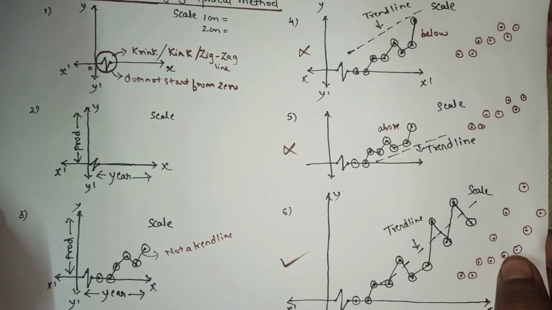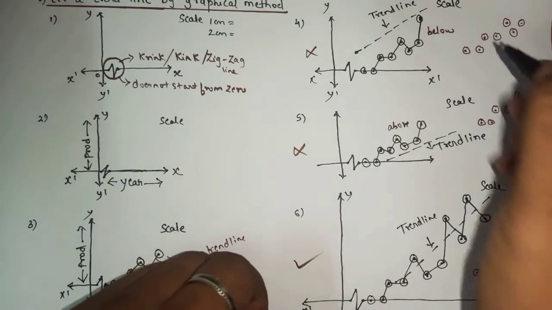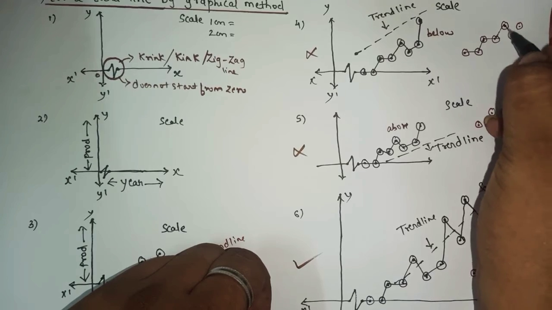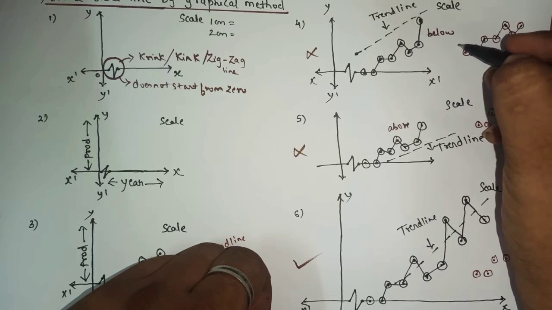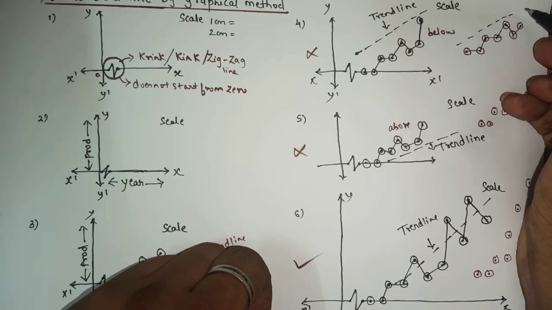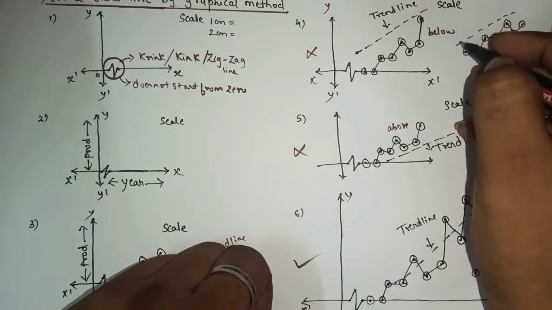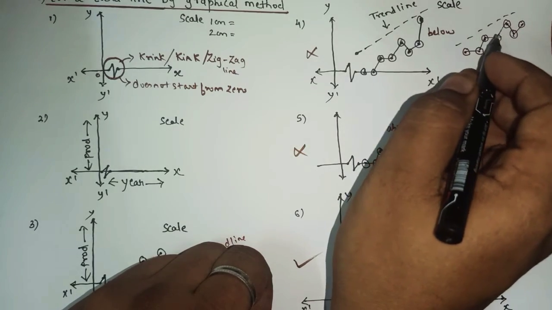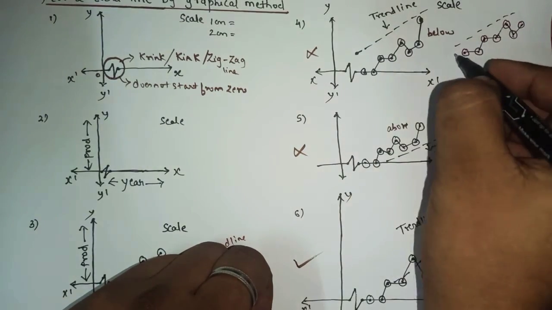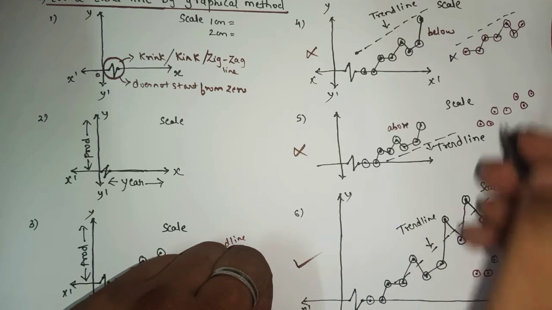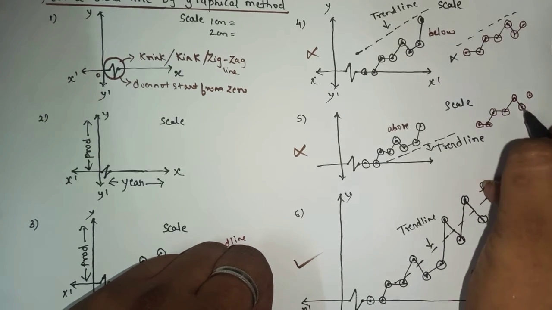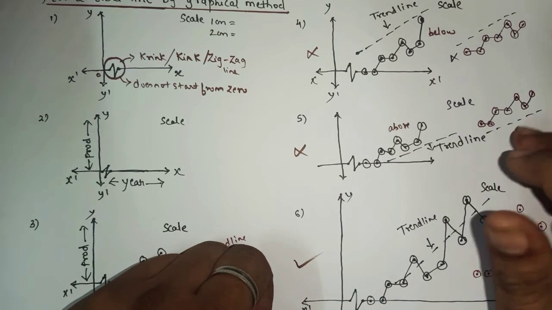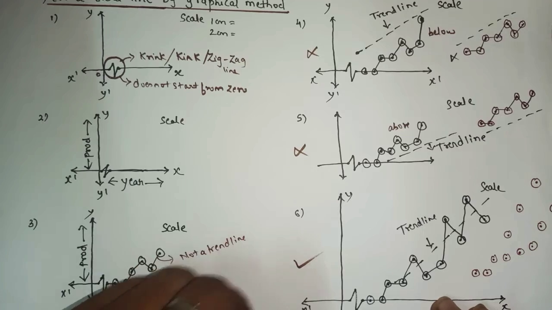Like after joining these points, you cannot draw the trend line like this, showing that a line is going and all the points lie below. This is the wrong way. After joining, you cannot draw the trend line like this also. Even all the points should not be above.